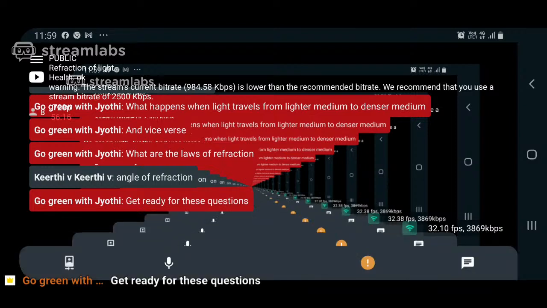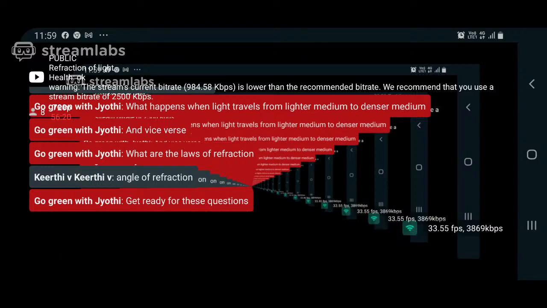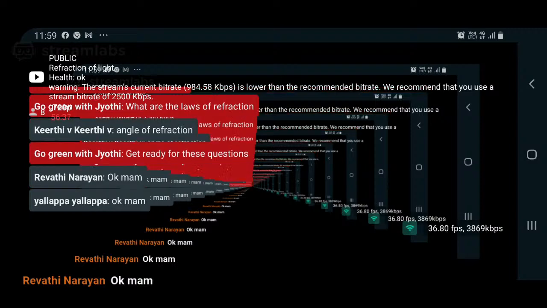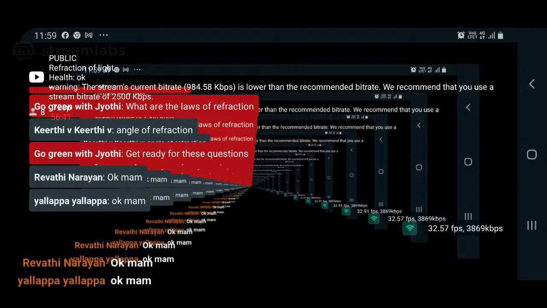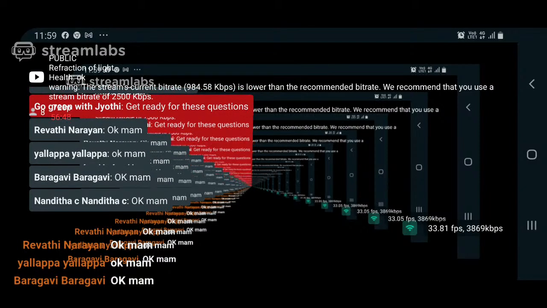Okay, the answers are: what happens when light travels from lighter medium to denser medium? The refraction of light is towards the normal line. Okay. And what happens when the light travels from denser medium to the lighter medium? The answer is the refraction of light or bending of the light is away from the normal line.